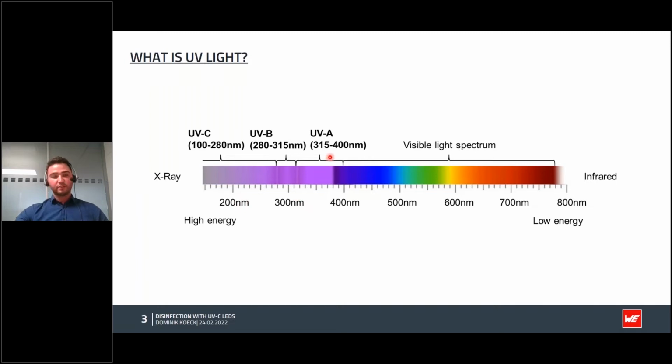We have a UVA part of the UV spectrum, a UVB part, and a UVC part. The difference between those three is simply the energy and the wavelength. You see the UVC light is much more energetic than the UVA light, for example. And this also means that we have different applications for UVA versus UVB and UVC light.